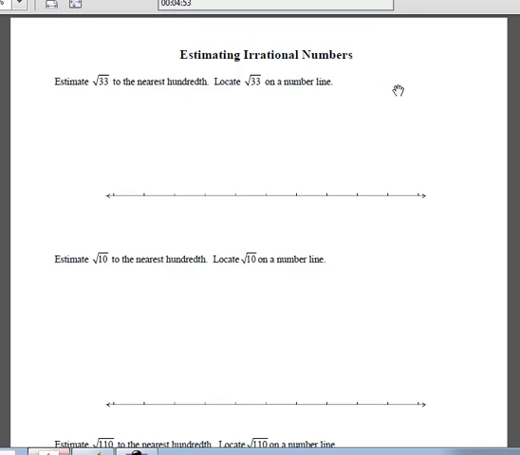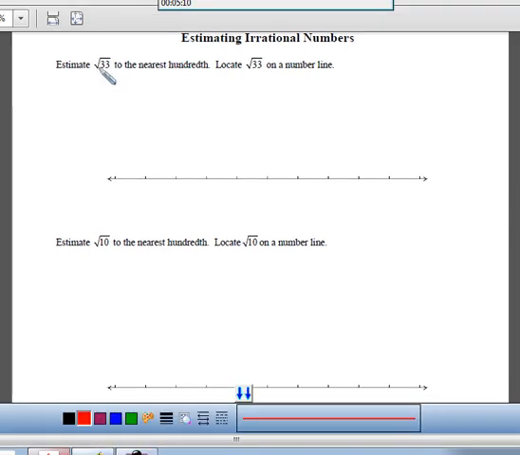Estimating irrational numbers. Estimate the square root of 33 to the nearest hundredth. Locate the square root of 33 on a number line. Here's how we do that. First, is the square root of 33 a perfect square? No, it is not. So we want to find the perfect square below it and the perfect square above it.